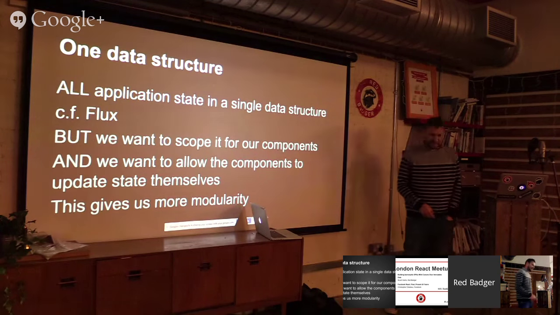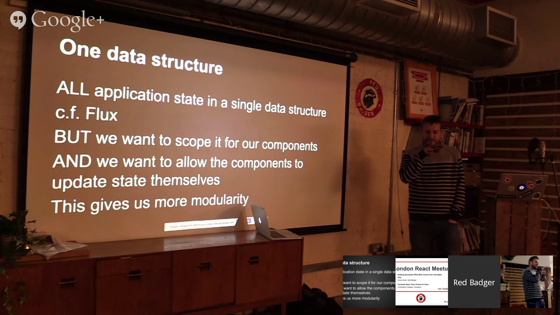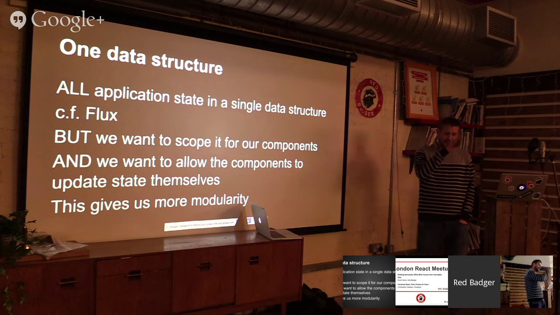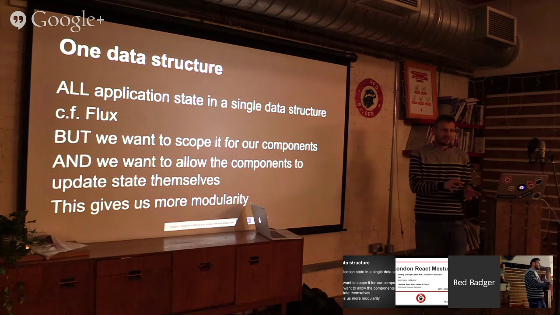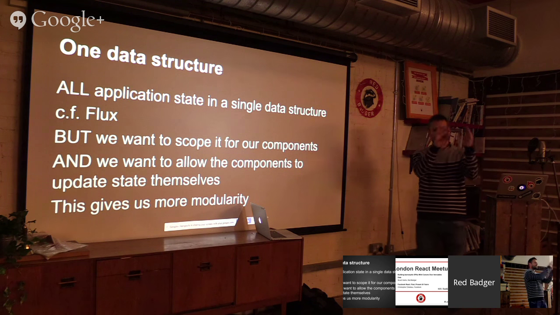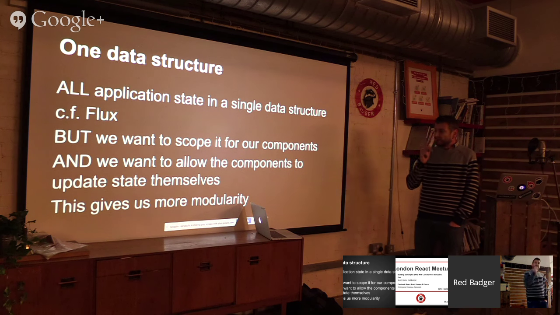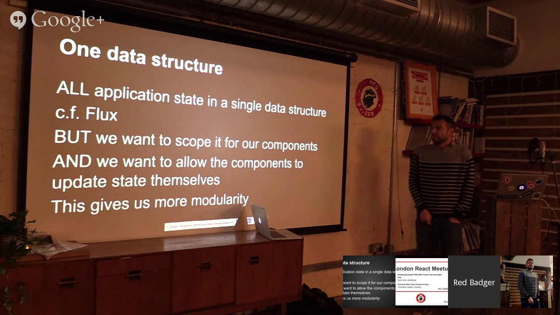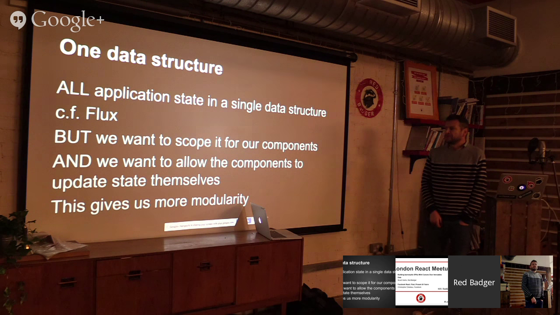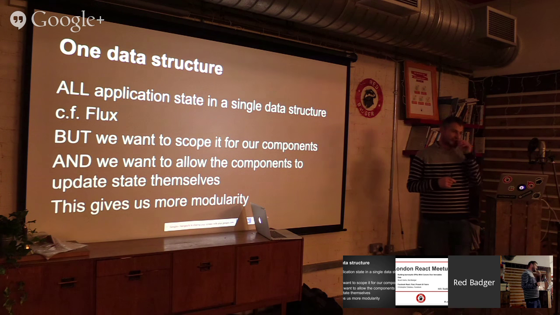I wanted to compare that with Flux, because we've talked about Flux in previous meetups quite a lot. Flux gives you this cyclic flow of data around your application through the views, through interactions, through dispatcher messages, into stores and back through the render cycle. And you can do exactly the same thing with a single data structure. So it's quite a similar pattern in a lot of respects. But we want to scope this single data structure for all our components, and allow them to update the data itself.